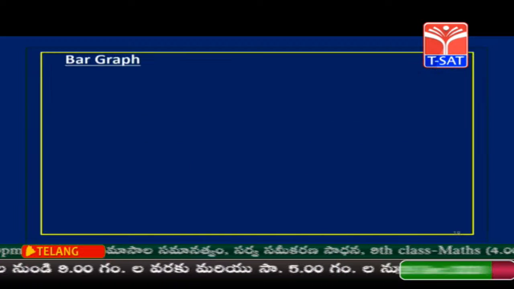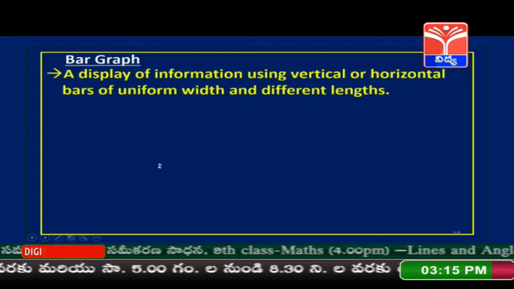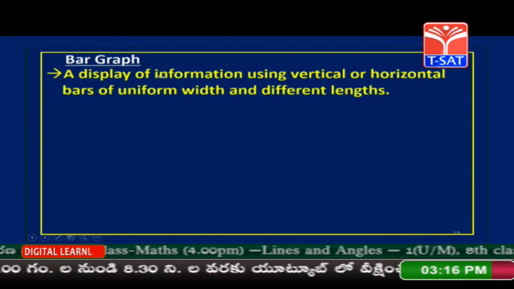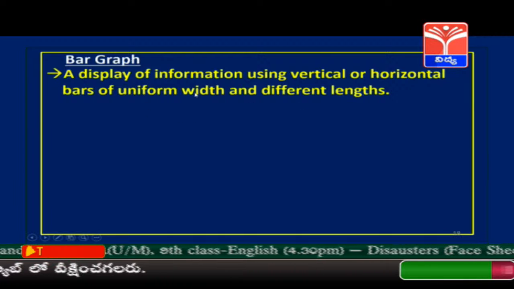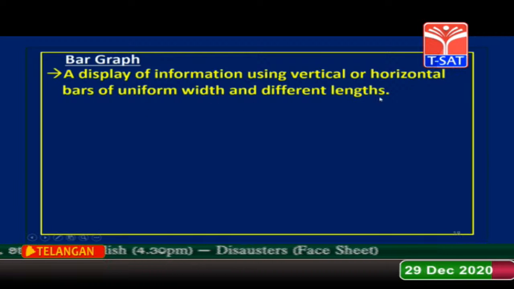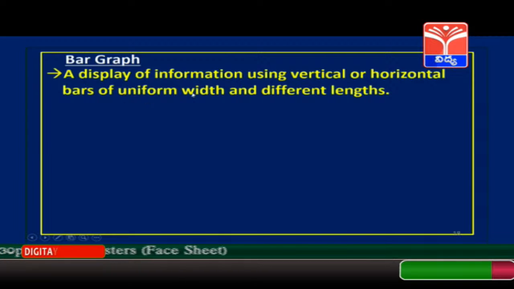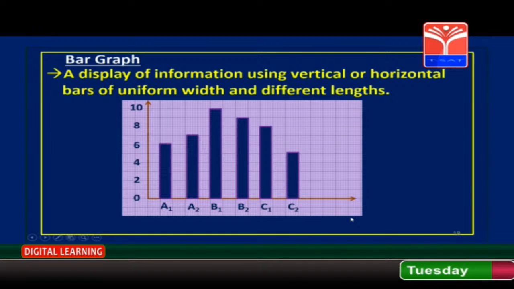In that, first I am considering bar graph. Children, what is bar graph? Yes, a display of information using vertical or horizontal bars of uniform width and different lengths. Try to understand children here, width must be same but lengths will be varying. Now I am taking a bar graph here.